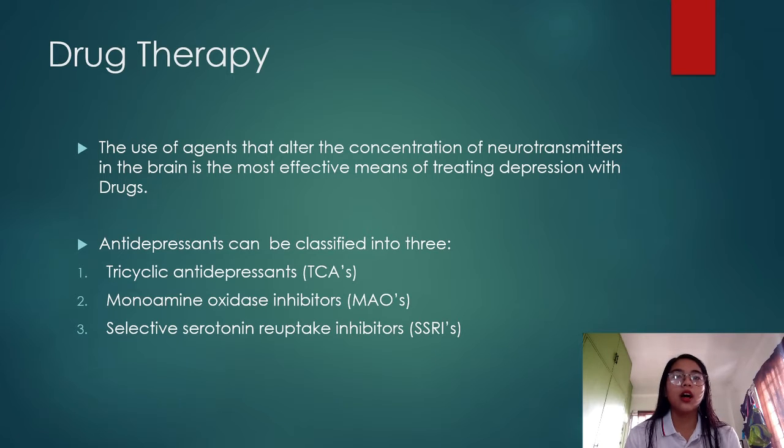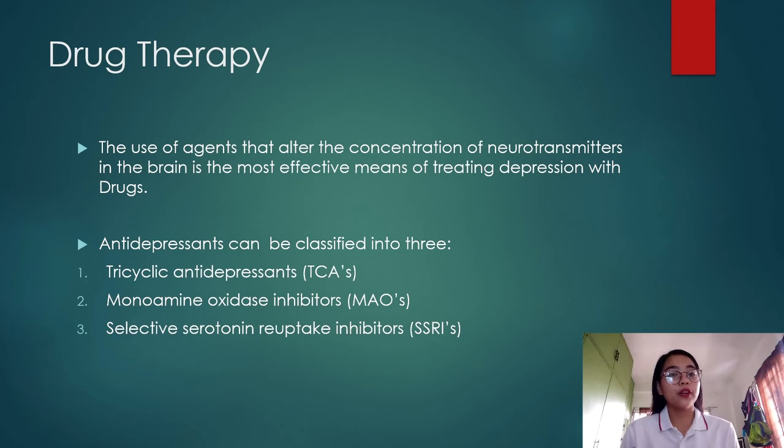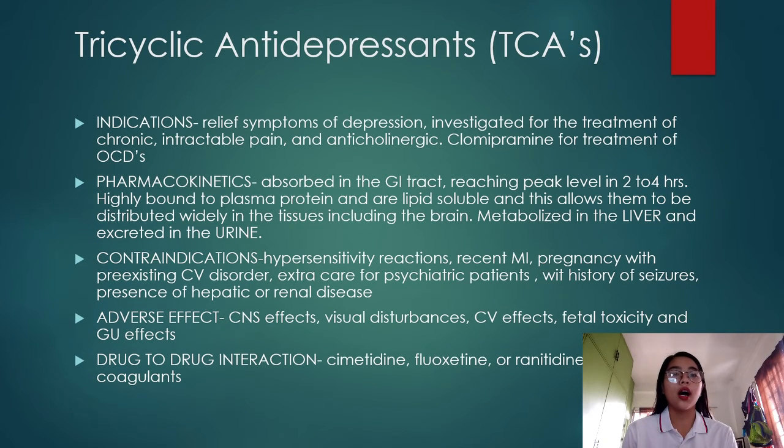Other drugs that are used as antidepressants similarly increase the synaptic cleft concentration of these neurotransmitters. So the first antidepressant drug is tricyclic antidepressants or TCAs. For its indication, it relieves the symptoms of depression, is investigated for the treatment of chronic or intractable pain, and is anticholinergic. There is clomipramine for the treatment of obsessive compulsive disorders. So, sa indication nito, sinasabing na babawasan or na-relieve yung mga symptoms ng depression.